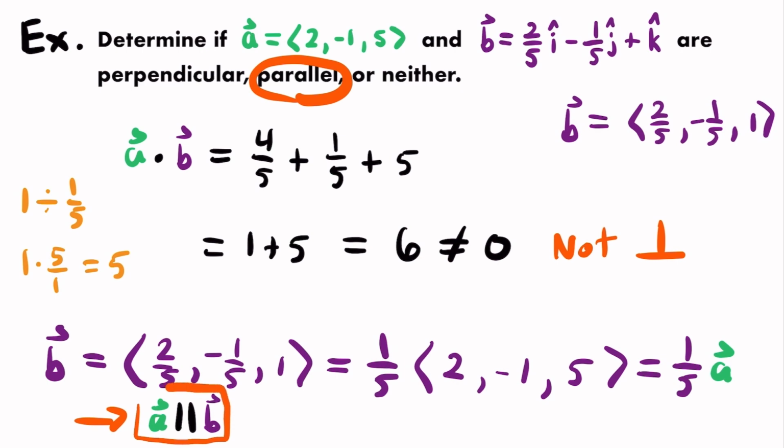Okay, and so that's it for this example. We have now determined if these two vectors were perpendicular, parallel, or neither, and we found that they weren't perpendicular, but they were parallel. And so with that, that's it for this example, and this was the last example for this video.